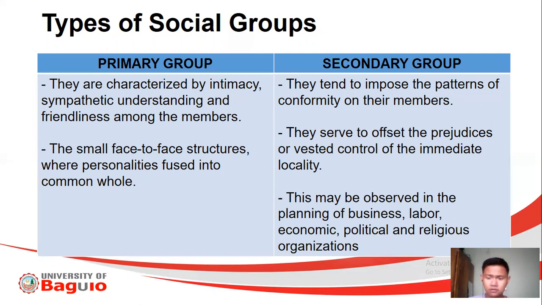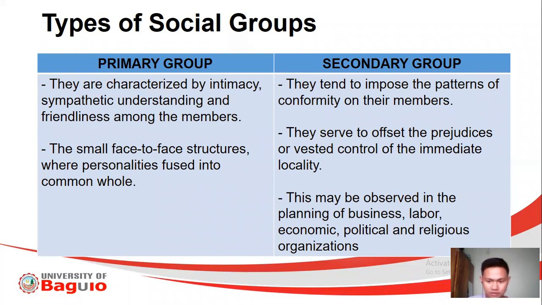Pero minsan if you're in a block section, the same students, the same classmates for all of the subjects, minsan nakikilala mo ang bawat isa, di ba? Pero hindi rin automatic 'yon na that is a primary group pag kilala mo na lahat ng members ng isang secondary group. Kasi nga, we have another element here of a primary group which is intimacy.